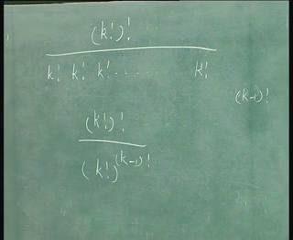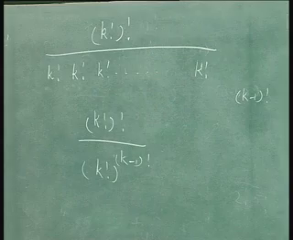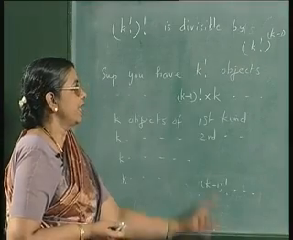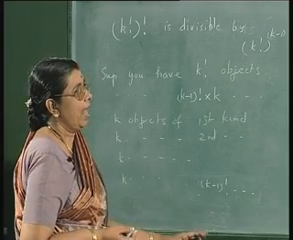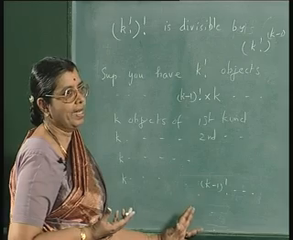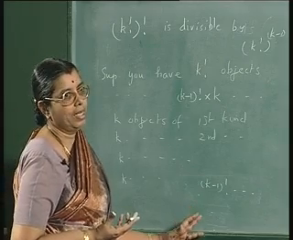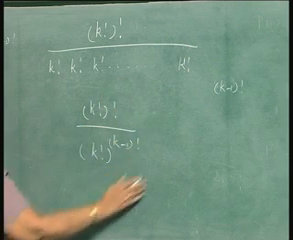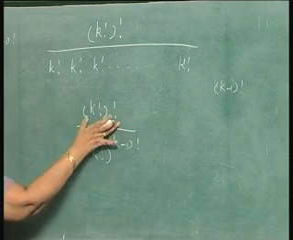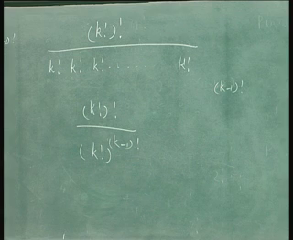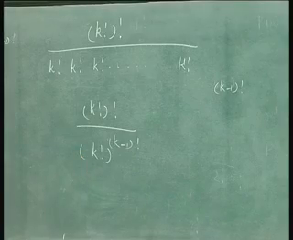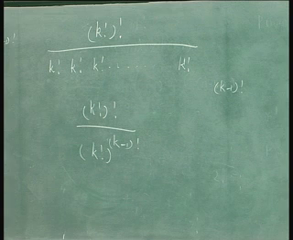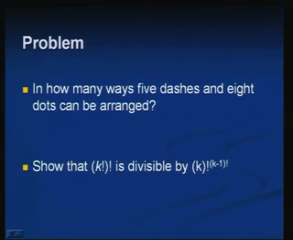And what is this? This is the number of ways of arranging k factorial objects, of which k of them are of the first kind, k of them of the second kind, and k of them are of the (k minus 1) factorial kind. And this should be an integer, it cannot be a fraction, it has to be an integer. And so, this is an integer, which would mean that this number is divisible by this number. So, by a combinatorial argument, you are proving that k factorial factorial is divisible by k factorial to the power of (k minus 1) factorial.